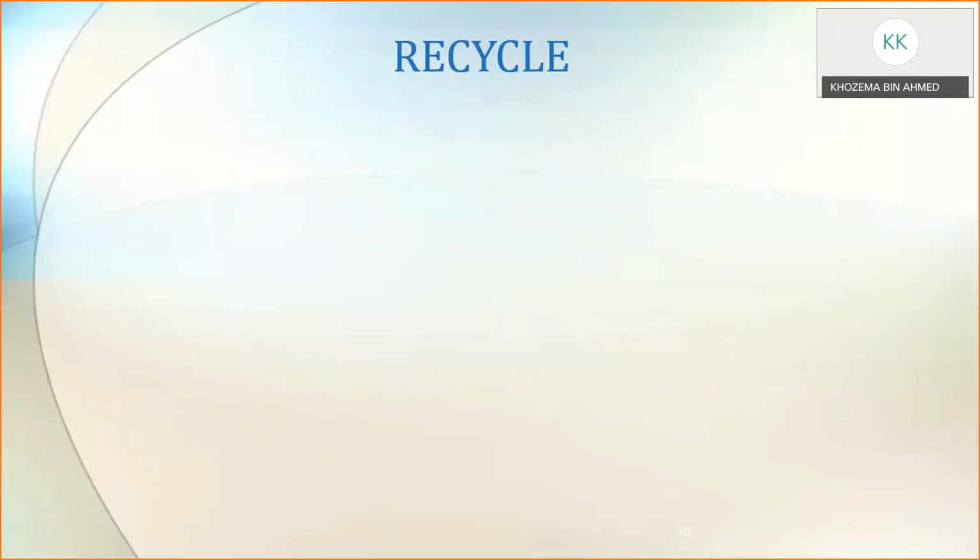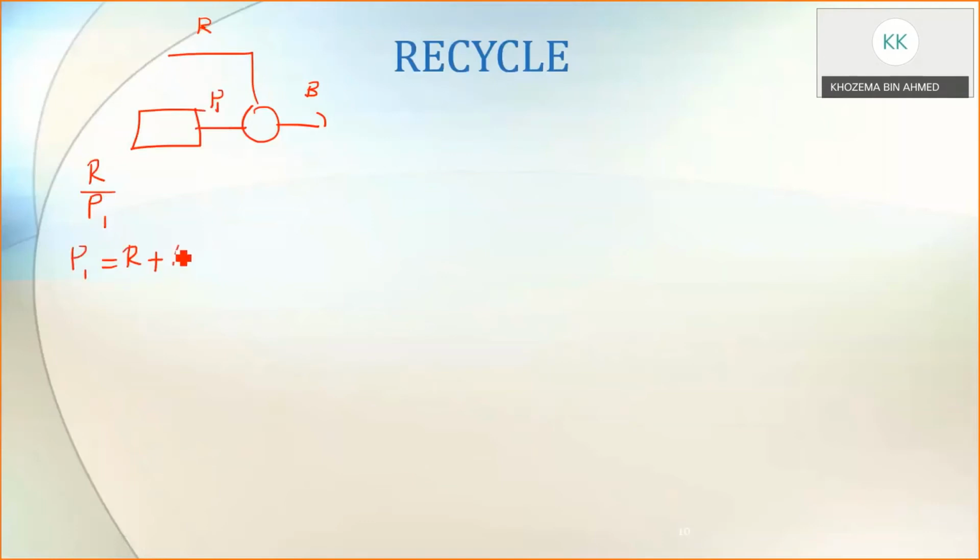The next thing is that we want to find the fraction that is recycled. So fraction that is recycled, if you look at our system, this is our splitter, and then this is our recycle stream. So fraction of recycle meaning that this is our R value, this is our B, and this we label as P1. So fraction of recycle is actually equal to R over P1.